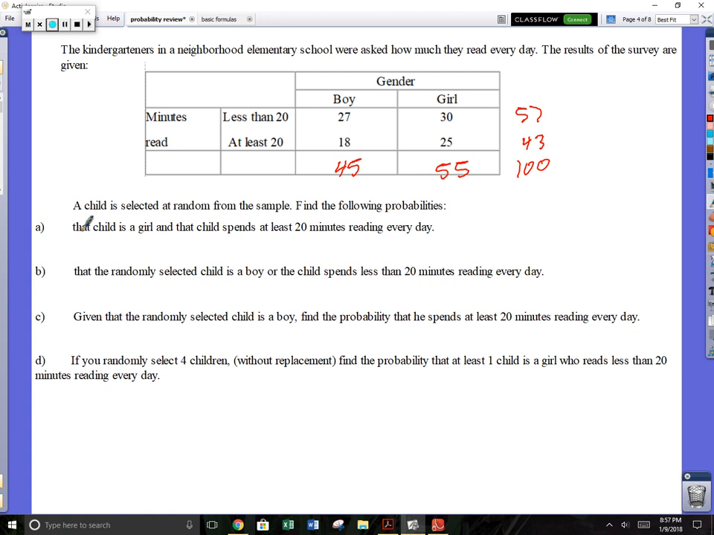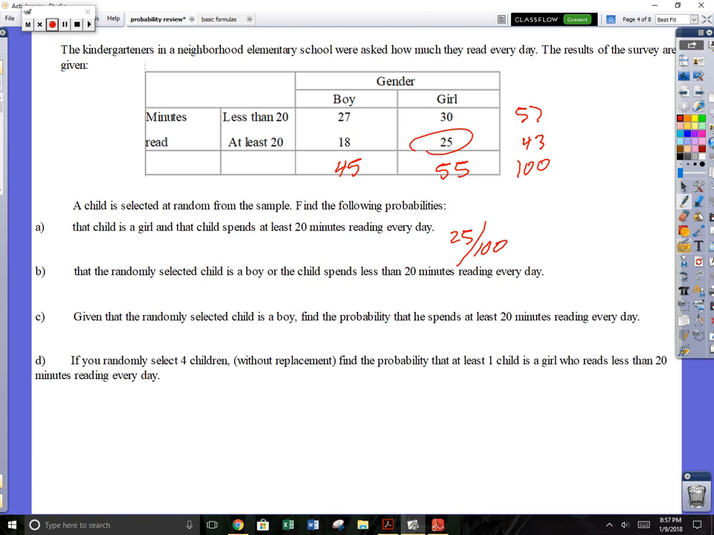Okay, A. You're going to select a child at random. Find the chance that that child is a girl and she spends at least 20 minutes every day. So there are my winners. 25 out of 100 are winners.